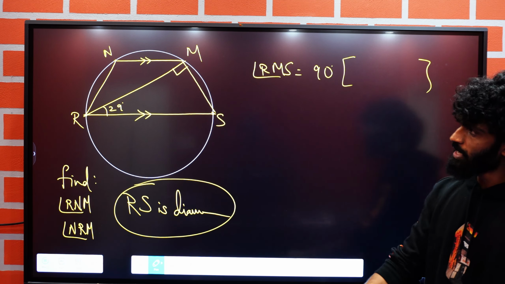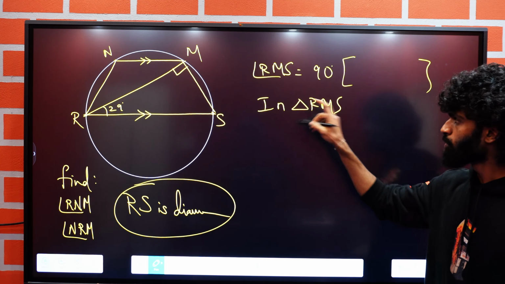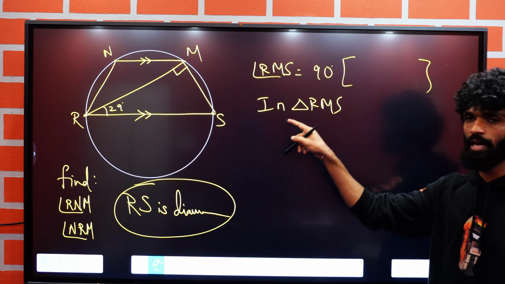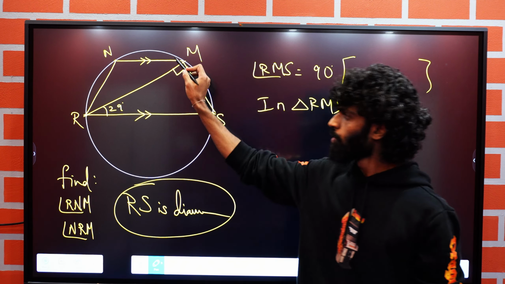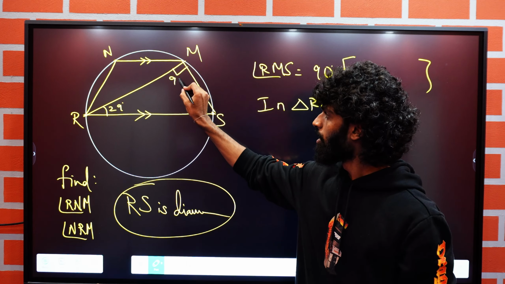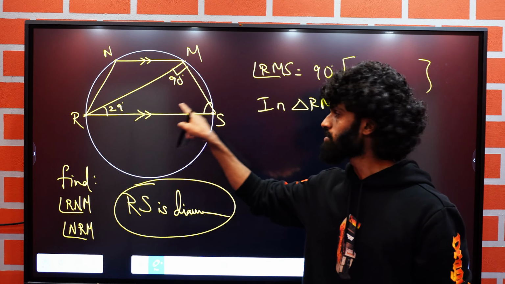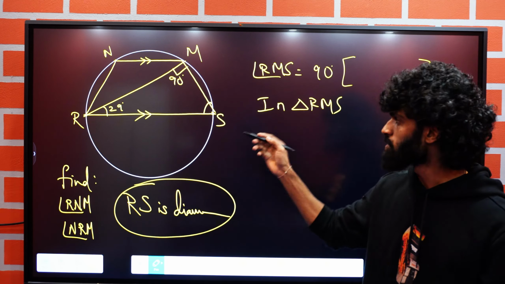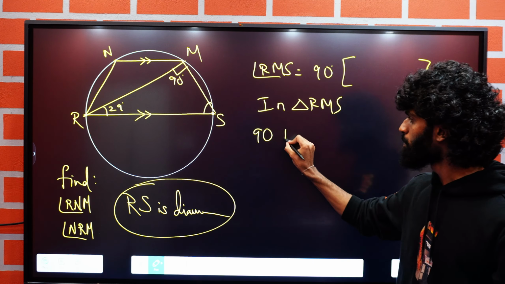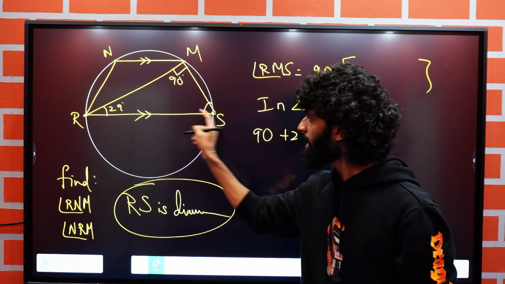Now obviously look at the triangle RMS. Don't get confused, both of them are different. It's an angle, it's a triangle. In this triangle, we know two angles. Can't we find the third angle? Obviously it's easy. So it will be 90 plus 21 plus unknown equals 180 degrees. We'll figure it out. 90 plus 29 plus, how do you name this angle? MSR or RSM, everything is fine.